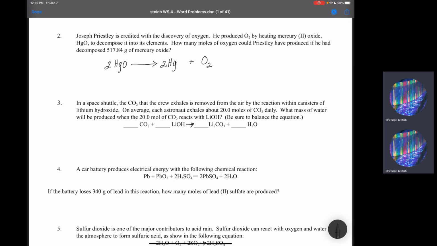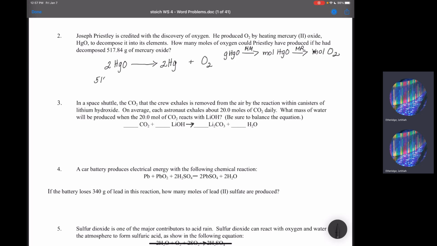Okay, so now let's figure it out. We are starting with grams of mercury oxide, and it's asking for how many moles of oxygen could we make. So we need to go from grams of mercury oxide to moles of mercury oxide to moles of oxygen. All right, here we're going to use the molar mass. Here we are going to use the mole ratio. So let's set it up.